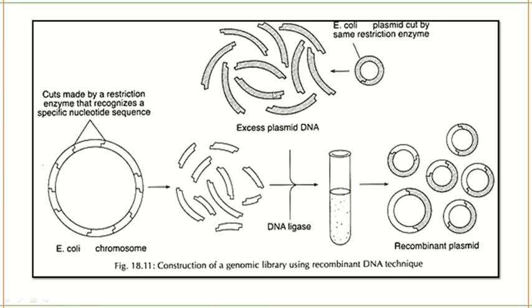You can see here, cuts made by restriction enzymes that recognize a specific nucleotide sequence. This is the E. coli chromosome that is cut into small pieces, and this is the plasmid. This is the gene of interest. This is the genomic DNA, and this is the plasmid.